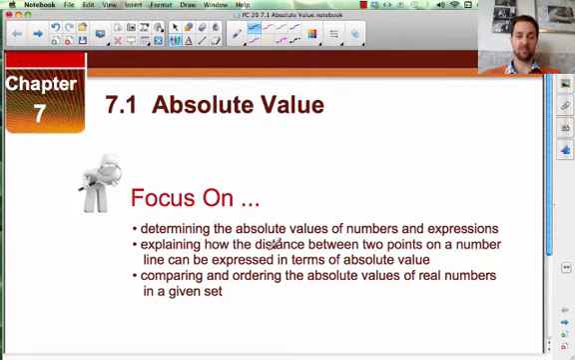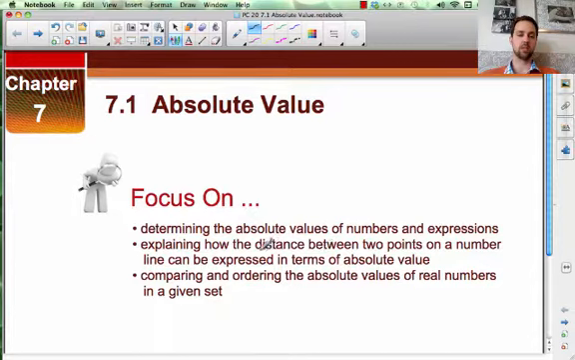So welcome to chapter 7. First thing we'll be doing is studying absolute value. So take a moment to read the focus on here. I guess we'll take a moment to read it. So we're going to focus on determining the absolute values of numbers and expressions, so with variables. Explaining how the distance between 2 points on a number line can be expressed in terms of absolute value.